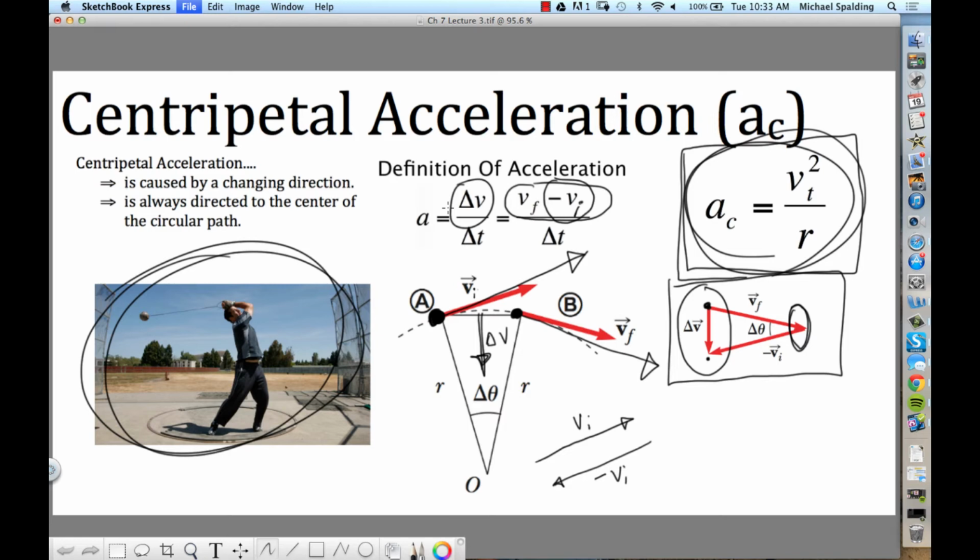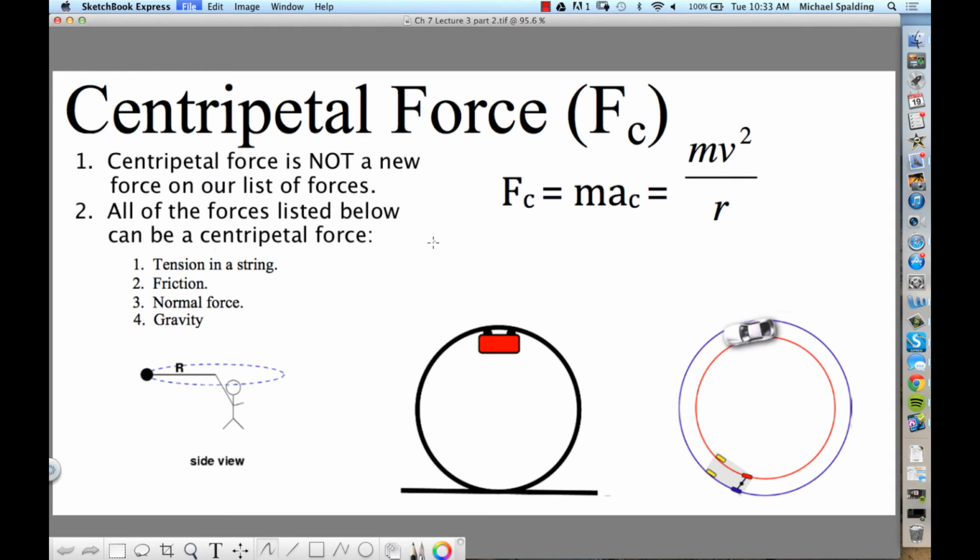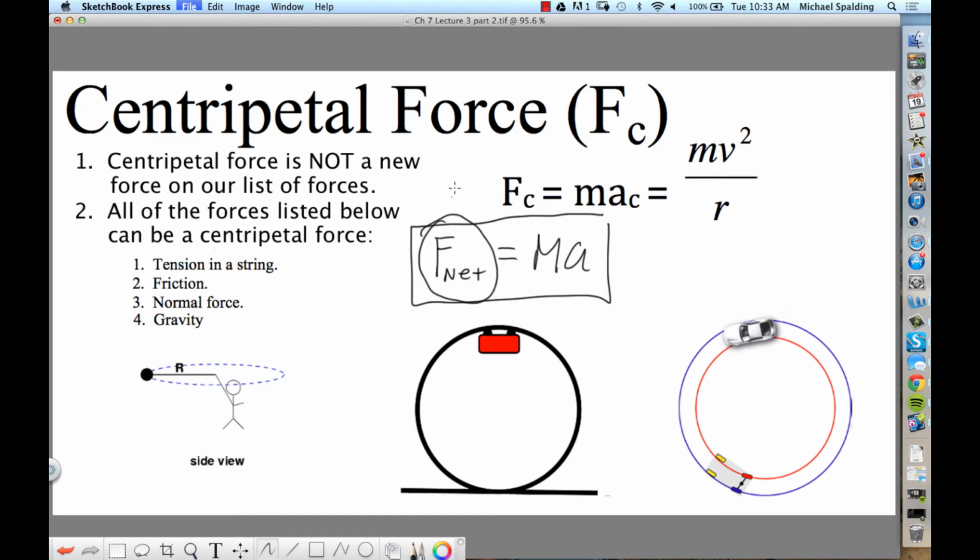Now, centripetal force. Guys, what causes all accelerations? Force. So look, if you have a centripetal acceleration, there must be a centripetal force. And you're all super smart, and you already know that F net equals what? ma. If an object is in a circular path, this net force is going to become centripetal force. If an object is in a circular path, the net force is a centripetal force.